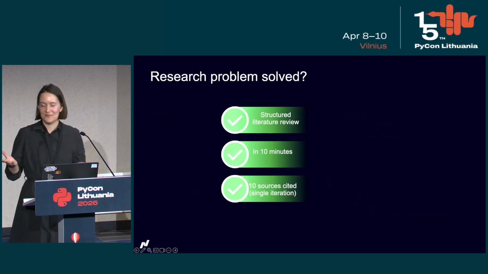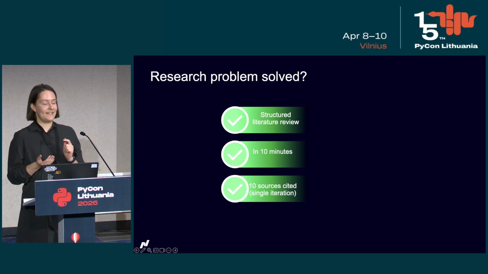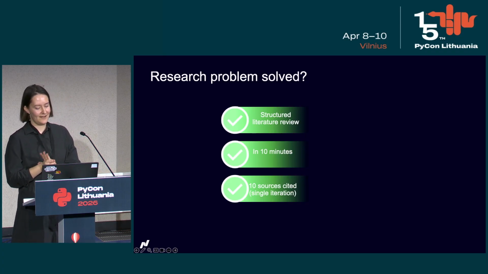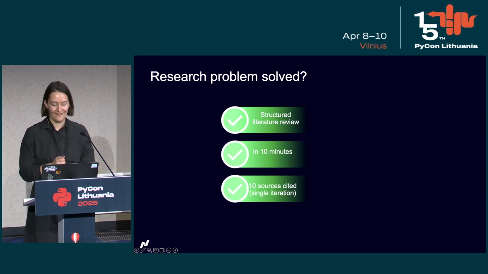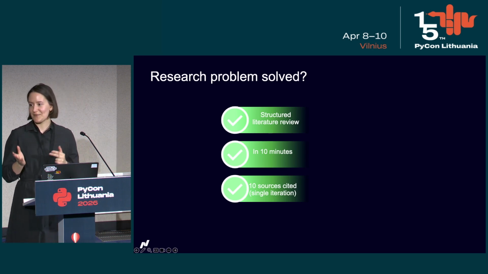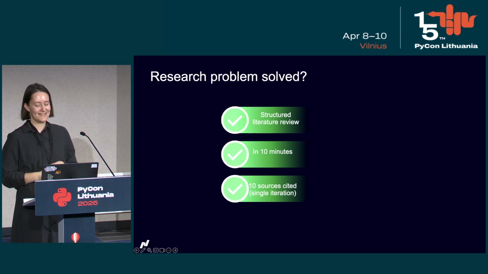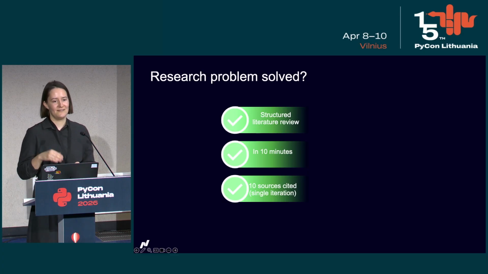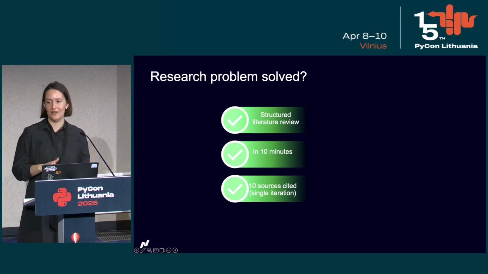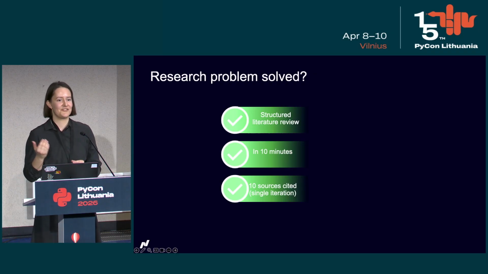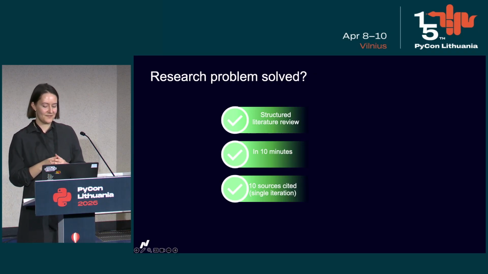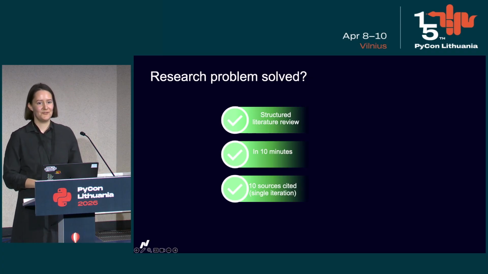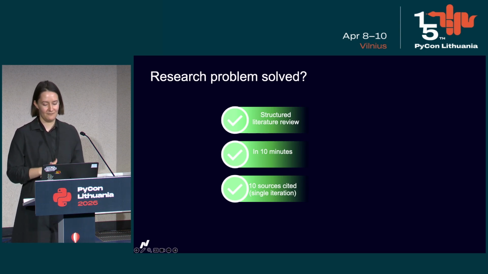So, is the research problem solved? At the end, I got a structured literature review. I got it in 10 minutes, and after a single iteration, I got 10 sources cited. What really surprised me in a good way, because I was very skeptical going into this, is that it managed to fetch one of the key papers in ocean microbiology and how temperature affects it, which I was very glad about. And it really gave me hope that maybe we could do research fully autonomously with deep research.